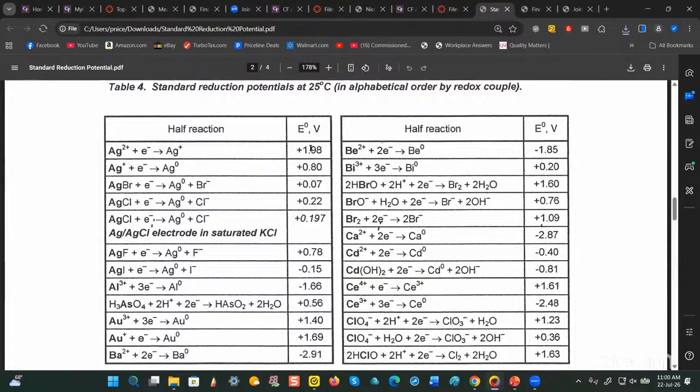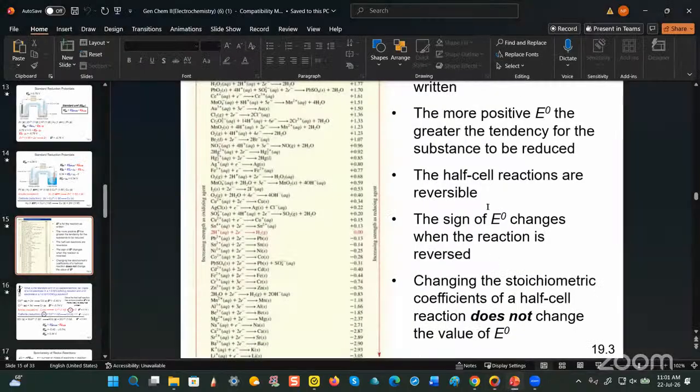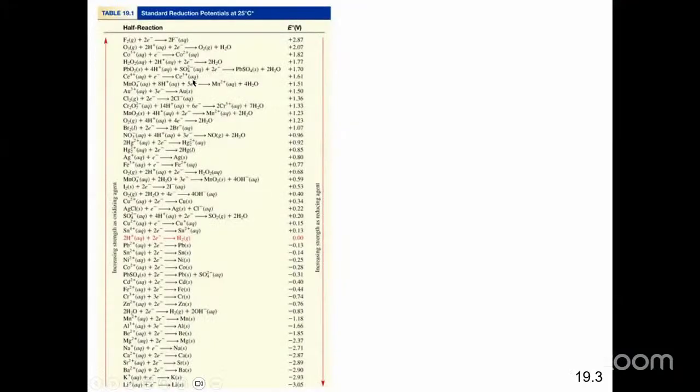So you're going to have access to this table in order to solve problems when it comes to calculating standard reduction potentials and so on. Okay, so let me go back to the PowerPoint and make some points here in regards to the reduction potentials and how we can use them.